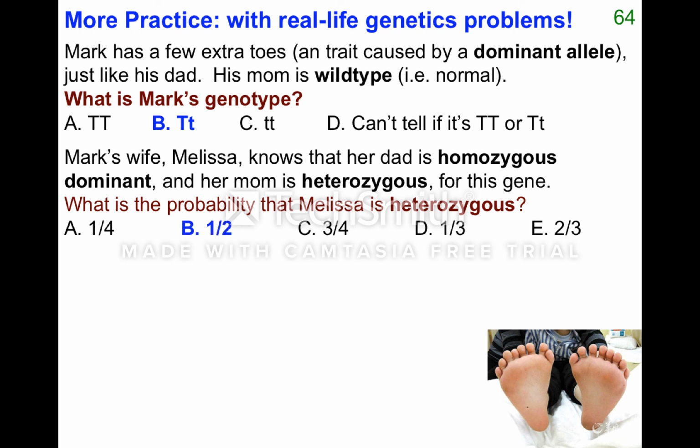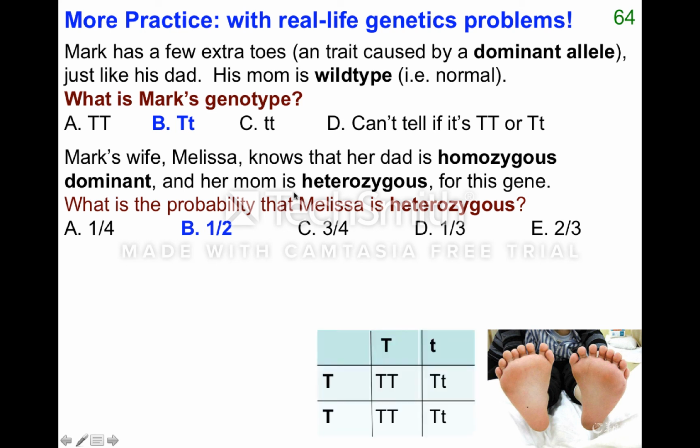Okay, so this one's in a way slightly easier if you remember your terminology. So Melissa has a 1 in 2 chance of being heterozygous because her dad is homozygous dominant. She must be getting a big T from dad, whereas her mom could give her a big T or a small t, right? So there's a 50-50 chance that her mom will give her a small t and make her heterozygous, all right?